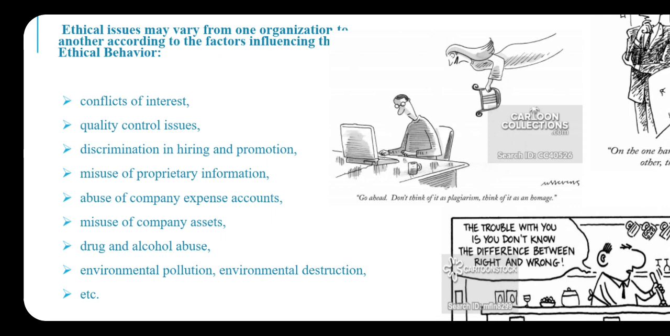And then quality control issues, discrimination in hiring and promotion. This thing always happens. Misuse of proprietary information, abuse of company expense account, misuse of company assets. This always happens. I think many workers use the assets of his office for personal purposes. That's not ethical. Also drug and alcohol abuse, environmental pollution, environmental destruction, and many more.